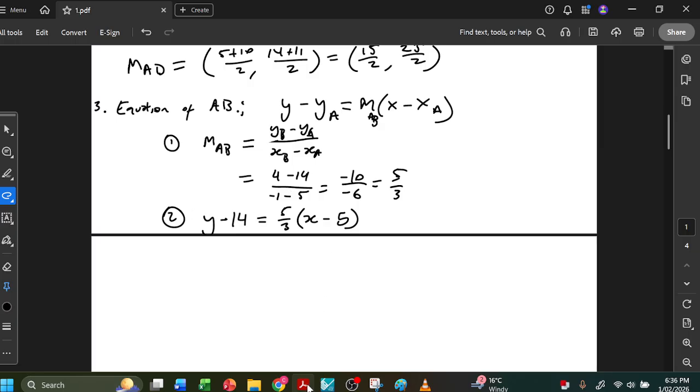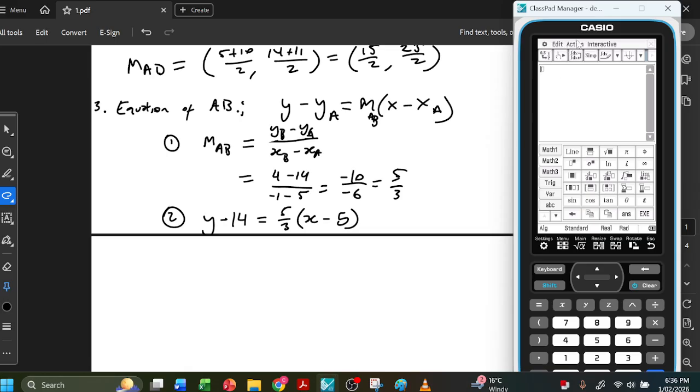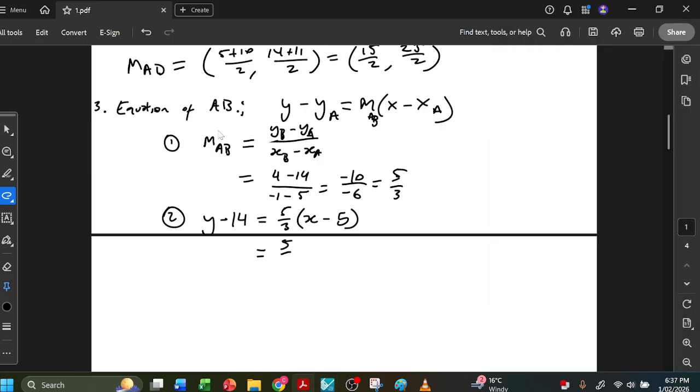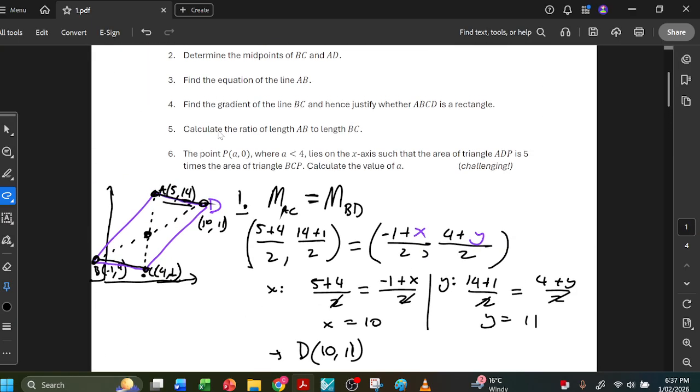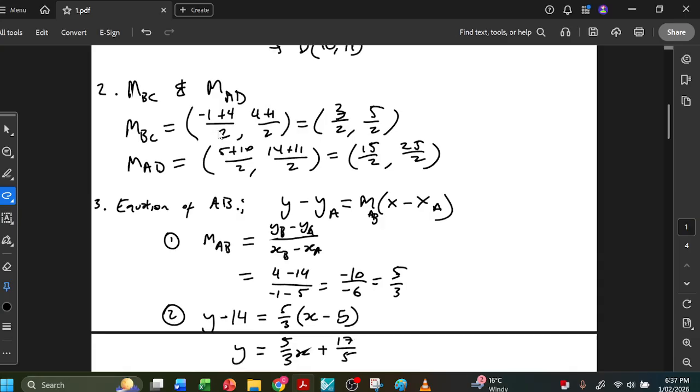Just to show you how you might do that using the CAS calculator, you can use the Action, Advanced, Solve button over here. Type in y minus 14 is equal to 5 over 3 times (x minus 5). You're then going to go solve for y. It spits out this equation here. So it turns out that y is equal to 5 over 3 x plus 17 over 5. That's the equation of the line AB. All right, so that's part 3.